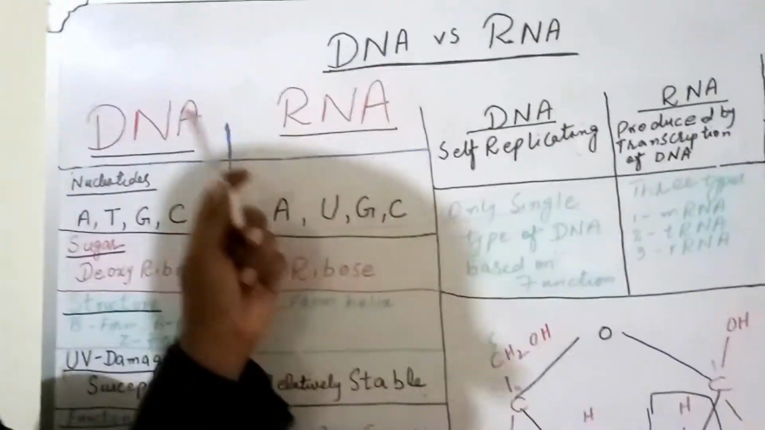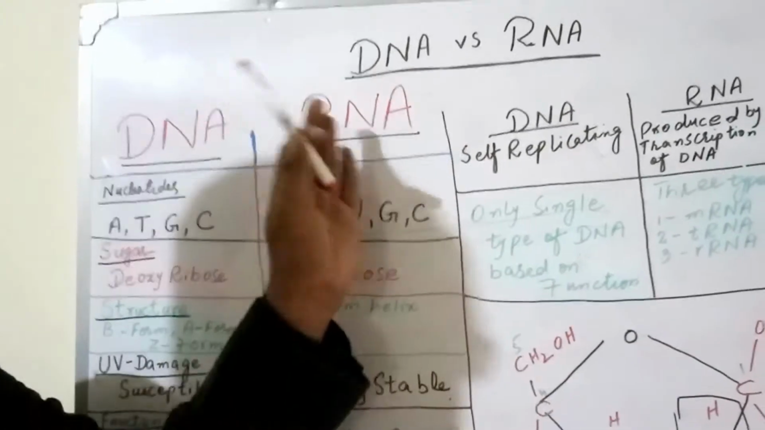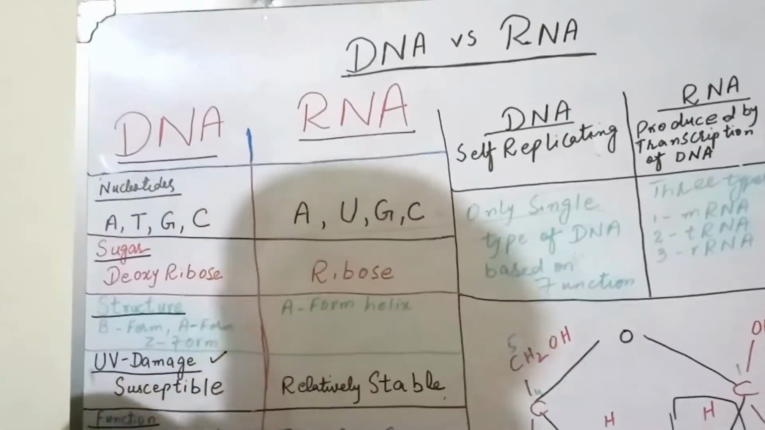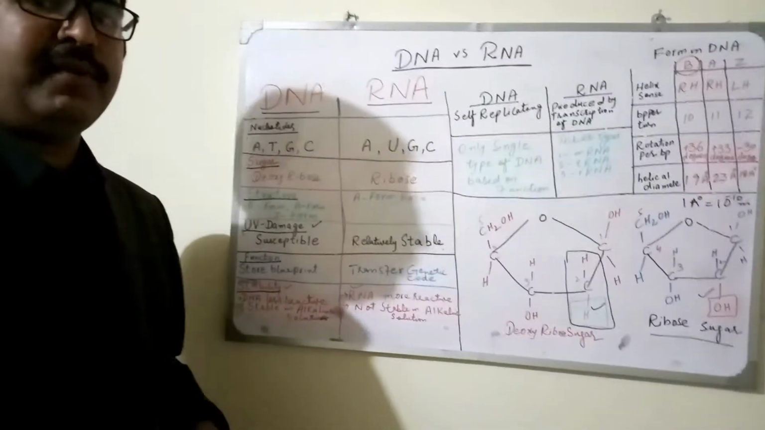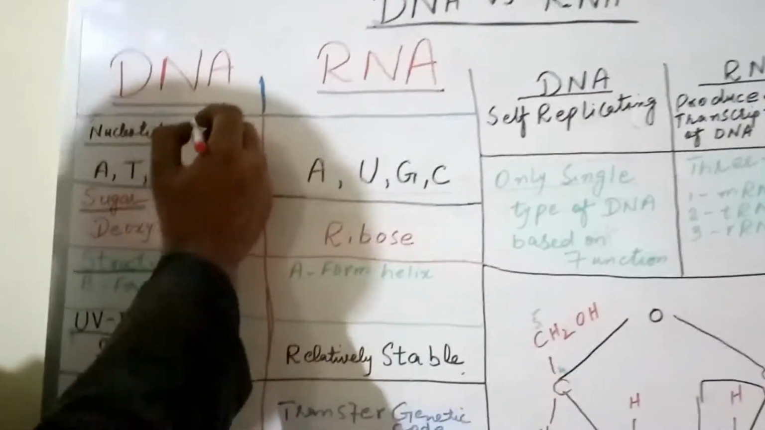DNA is basically deoxyribonucleic acid while RNA is ribonucleic acid. We will see the differences, how they differentiate from each other. There are certain types of differences present between the DNA and the RNA. The first difference is according to their helix.